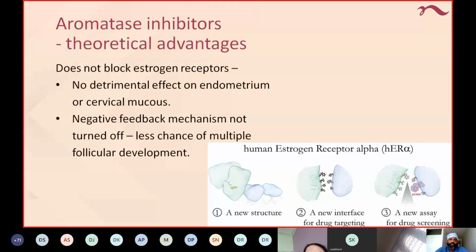The theoretical advantage of aromatase inhibitors is that they do not block estrogen receptors. There is no detrimental effect on endometrium or cervical mucus, and the negative feedback mechanism is not turned off. So there is less chance of multifollicular development.